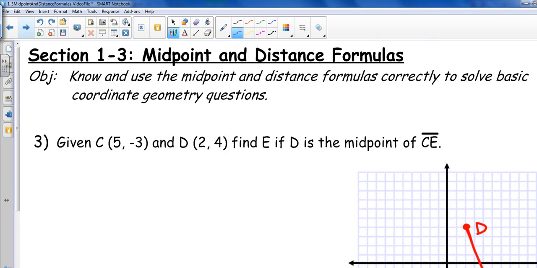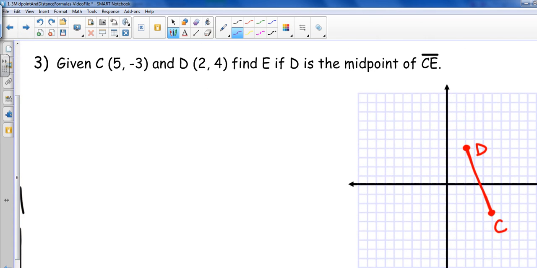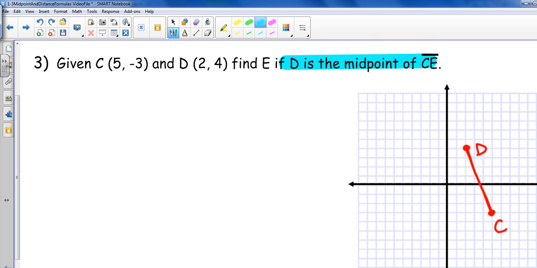One last example that we're going to look at is we are going to use the midpoint formula, but we got to look at this question very closely because there's something different about it than the one that we just did. We're given points C and D. We're supposed to find E if D is the midpoint of CE. And that's the trick right there. We're told D is the midpoint of CE.